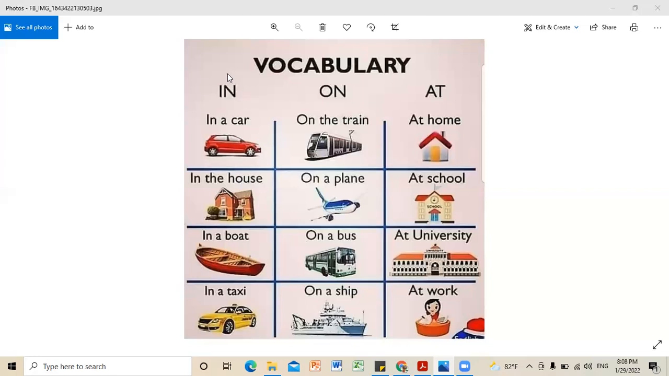So when we use in, it is like in the house, in a boat, in a taxi, in a car. It can be a small vehicle, but when it comes to trains, planes, buses or ships, we have to use on, right? And if we use something like home, school, these are places.